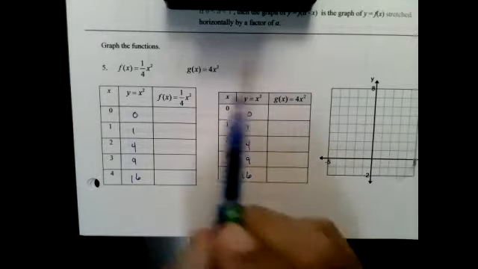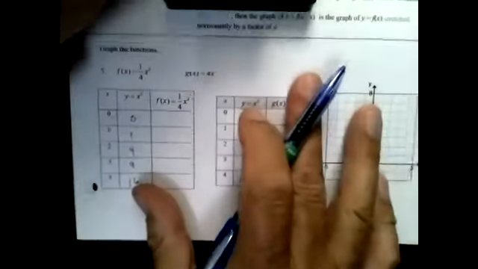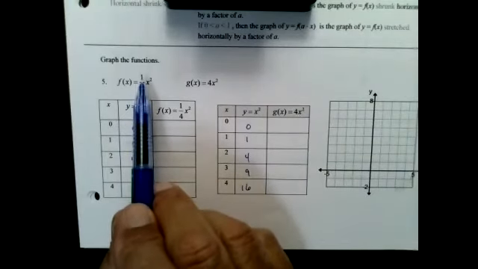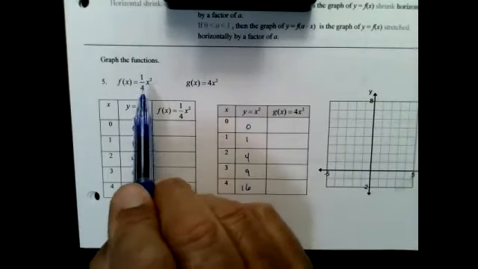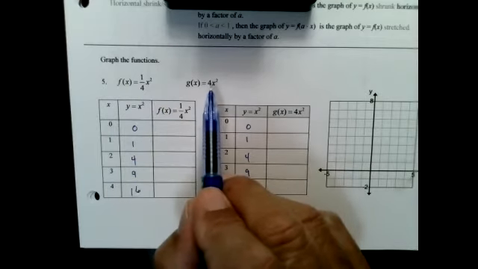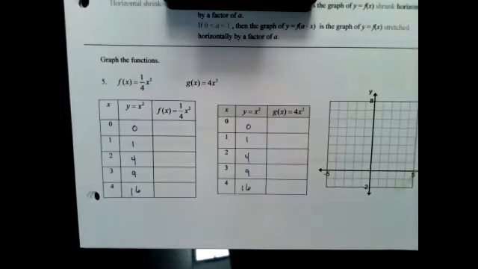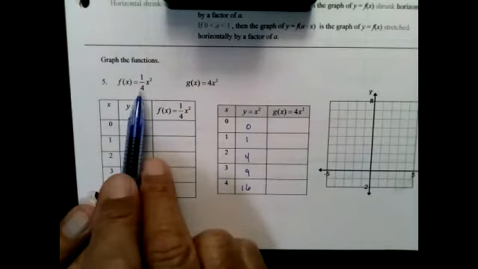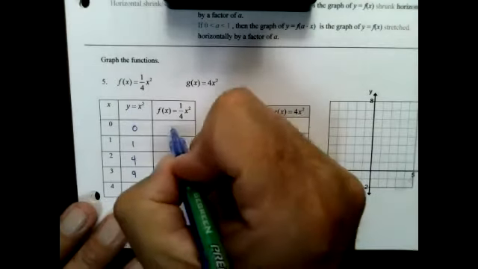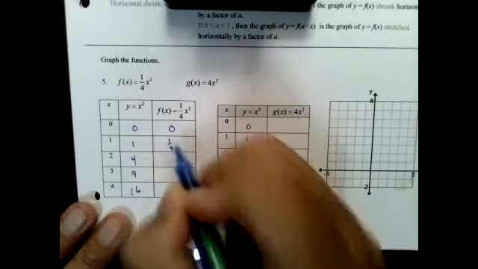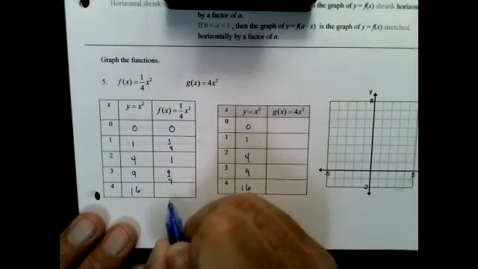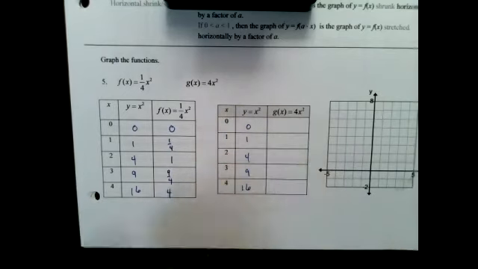Now, if I have an amplitude, that's this number out front, the 1/4, it's what I'm multiplying by. So 1/4, I'm going to take a look at this first one. 0, 1/4, 1, 9/4, and 4.